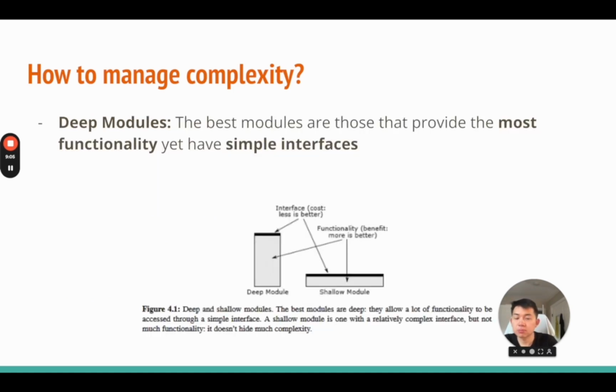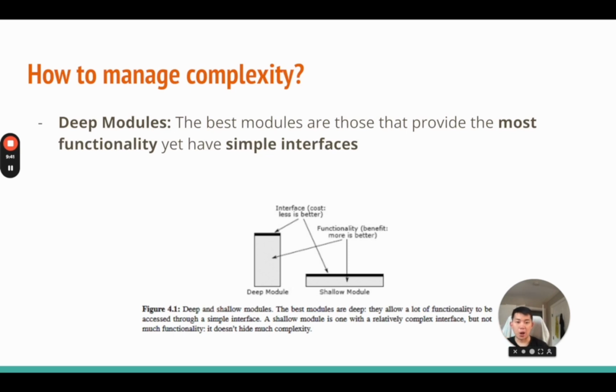So intuitively, with modular design, if we want to reduce the complexity of an overall software system, we want to maximize the depth of the modules that we design. According to the book, the best modules are modules that provide the most functionality, yet have simple interfaces.